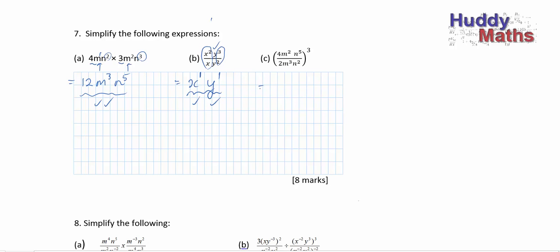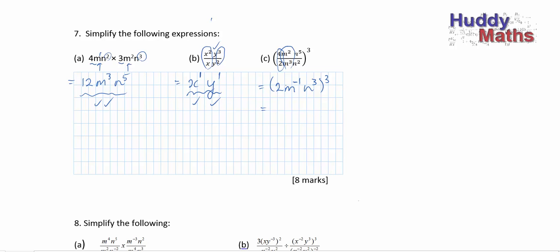Let's look at the hard one now. This is worth 4 marks. So let's simplify the internal part. 4 divided by 2 is 2. M squared divided by m cubed. Division is subtraction of powers. 2 take 3, neg 1. N to the 5th divided by n squared. 5 take 2 is 3. Division in power land is subtraction of exponents.